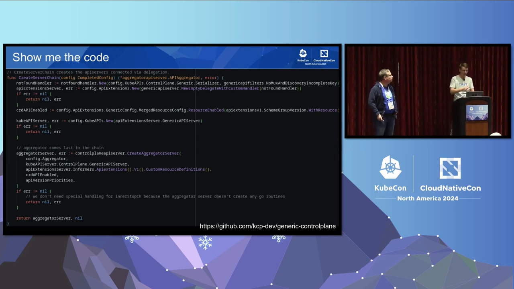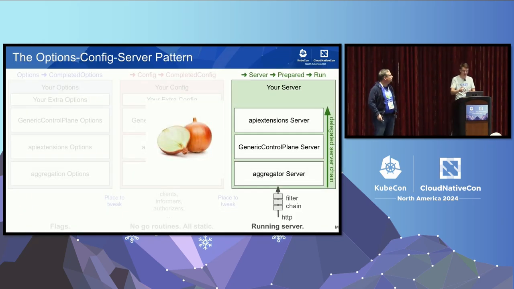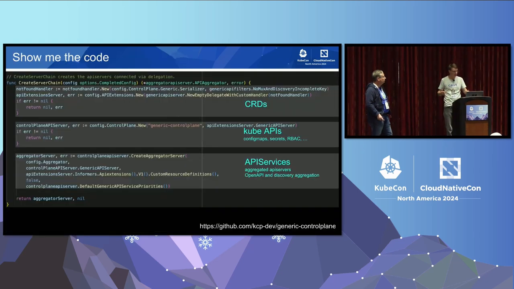What is on the screen is where we construct the whole chain of delegation in a Kube API code. We take an extension server, which serves your CRDs. We take the generic control plane server, the one which got split out, and we instantiate it. We take the aggregator server, and we use that. And before that, there are filter chains, authorization, authentication, in front of that. So this is how it looks, to map it back to that picture.